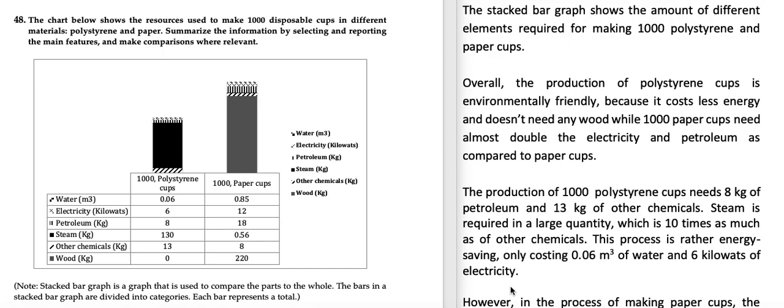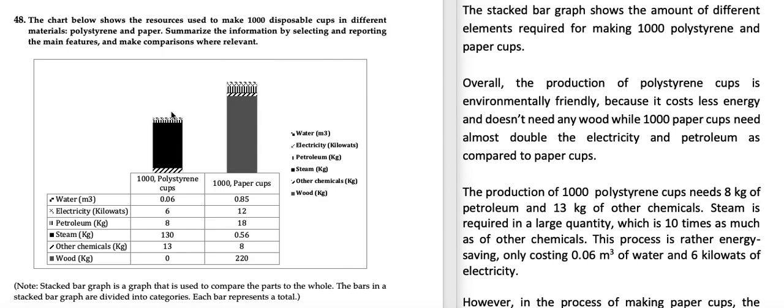the 7th of November 2019 in India. The chart below shows the resources used to make 1000 disposable cups in different materials, polystyrene and paper. Summarize the information by selecting and reporting the main features and make comparisons where relevant. So this sentence in the question is always there.